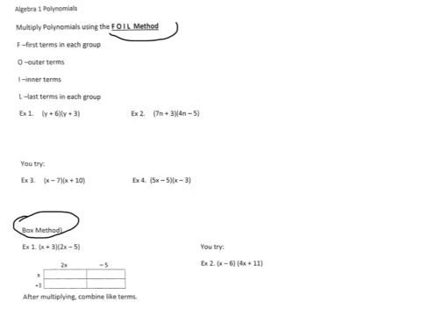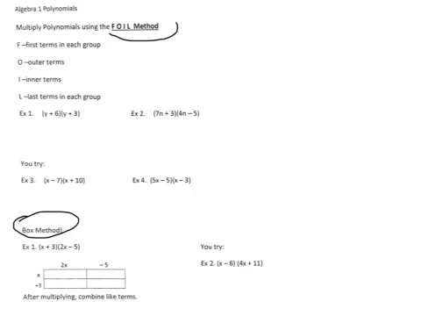So the FOIL method, what does FOIL stand for? F is the first term in each group. O is the outer terms. I is the inner terms. L is the last terms in each group. So let's see what that means. Look at example 1.